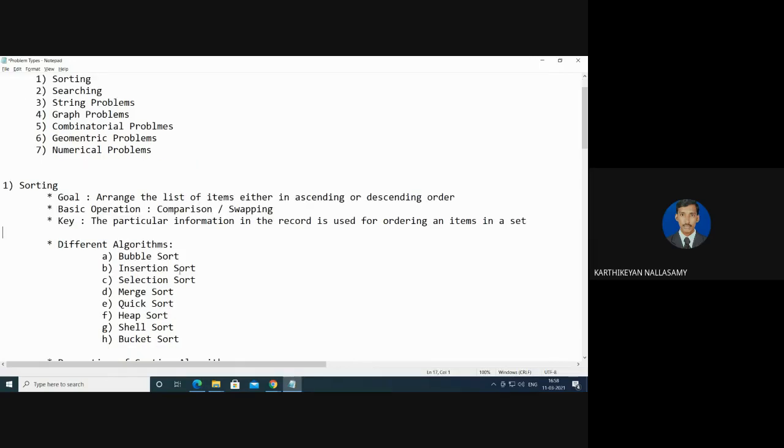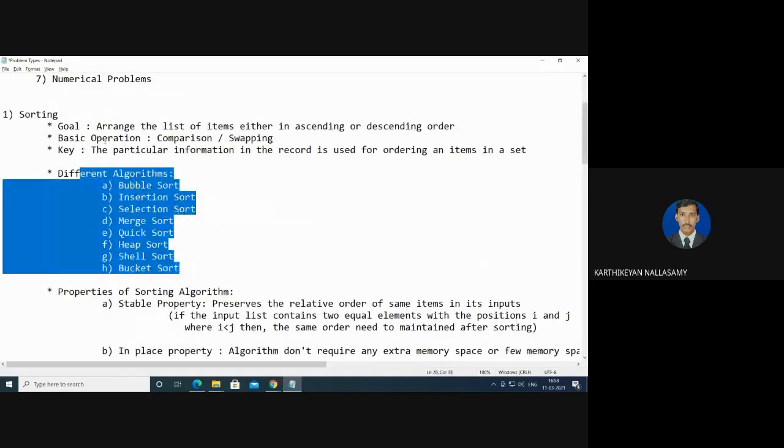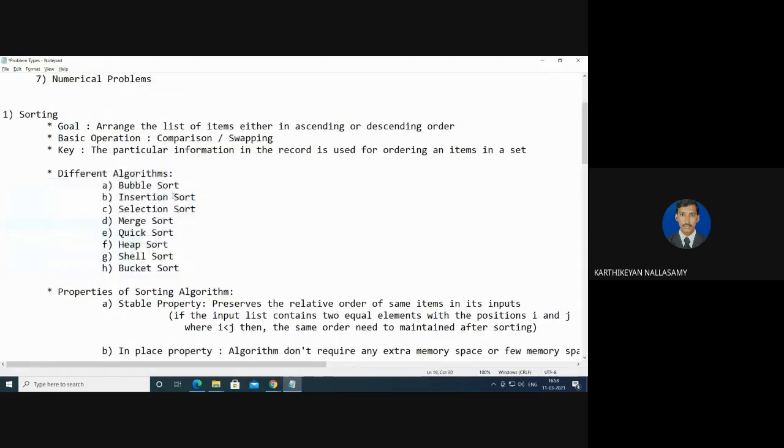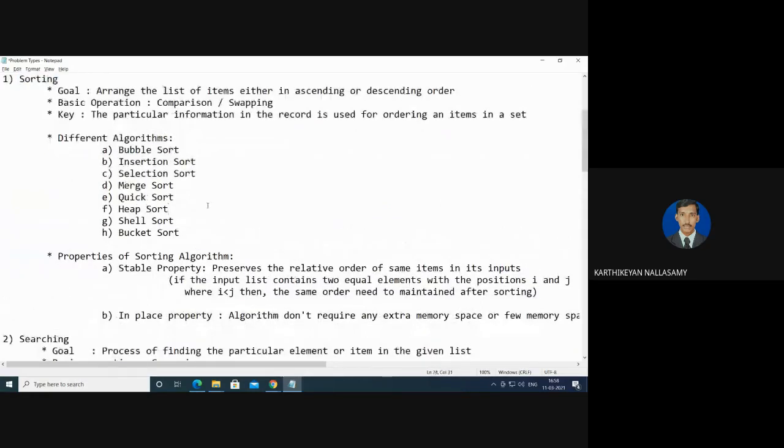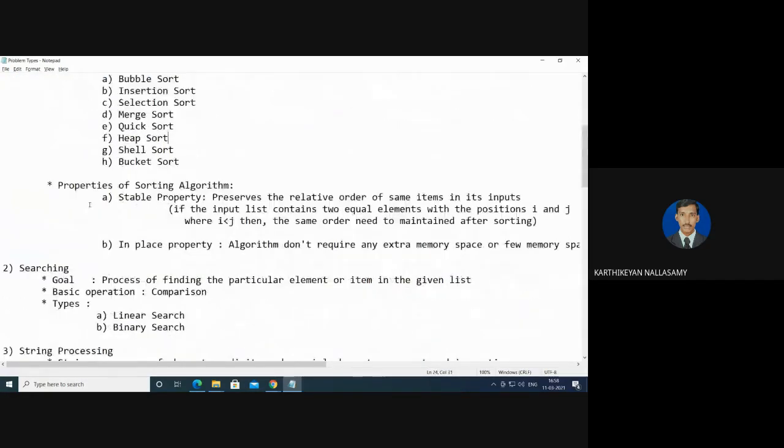So these are some of the existing algorithms related to sorting: bubble sort, insertion sort, selection sort, merge sort, quick sort, heap sort, shell sort, and bucket sort. Normally, these sorting algorithms are compared based on two properties. அதாவது சார்ட்டிங் அல்காரிதத்தை கம்பேர் பண்ணணும் அப்படின்னா ரெண்டு ப்ராப்பர்ட்டிஸ் நார்மலா we have to follow. One is the stable property and the second one is called the in place property.